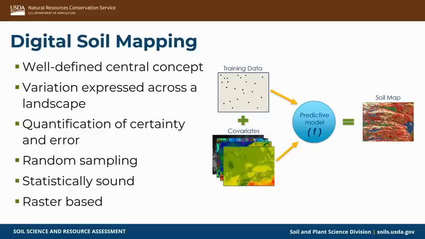It uses training data and covariates, which I will explain a little bit later, together to create a predictive model to express this variation. All of the sampling is random, it's not targeted like in conventional. All of this is statistically sound, and it is raster-based rather than vector-based.